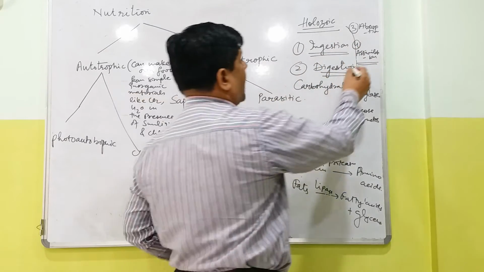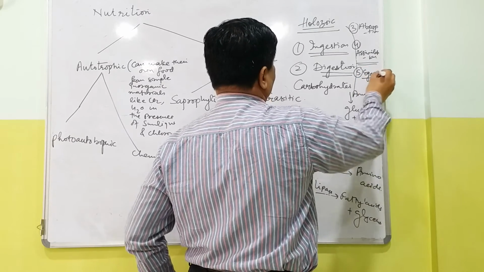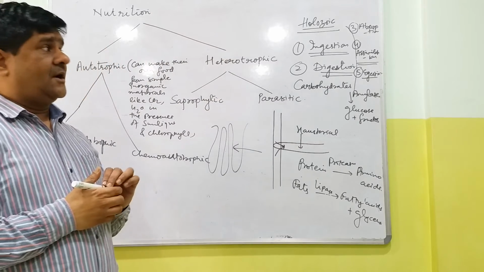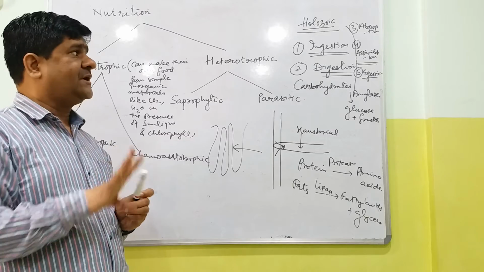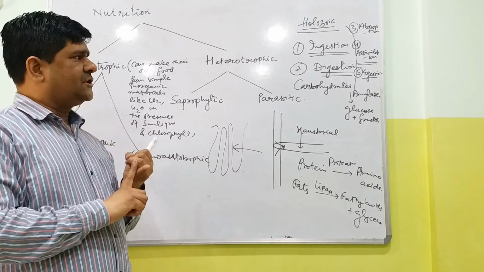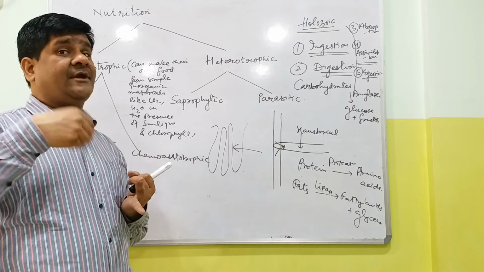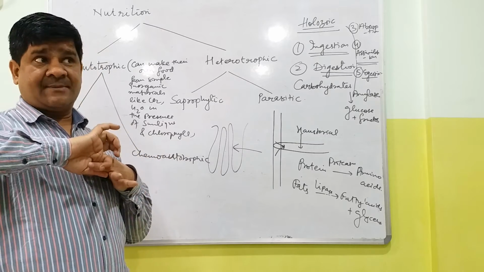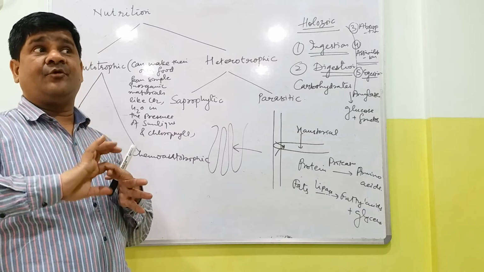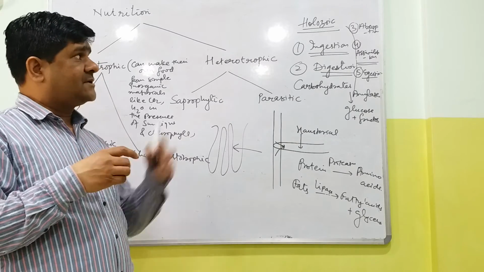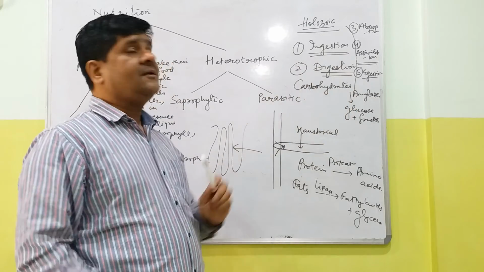And ultimately, undigested food is removed from the body. That is called egestion. Egestion is the removal of solid waste from food from the body. So holozoic nutrition takes place in five steps: ingestion, the simple taking in of food; digestion, breaking down of complex food into simpler form; when digested food is absorbed in the body, it is called absorption; when absorbed food is converted into protoplasm, it is called assimilation; and when undigested food is removed from the body, it is called egestion.